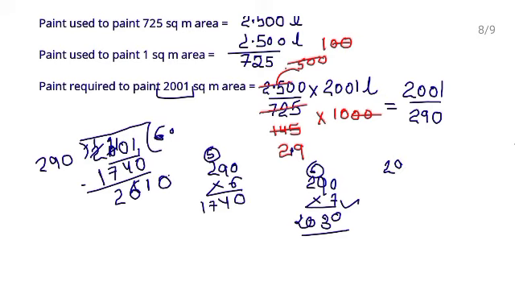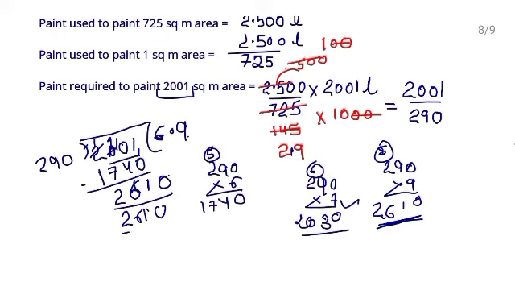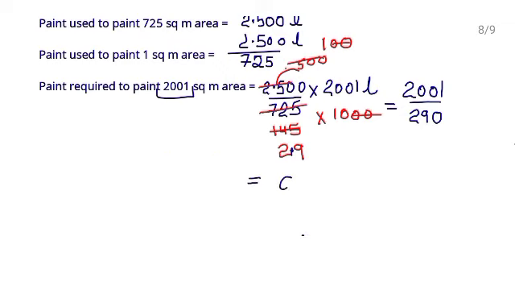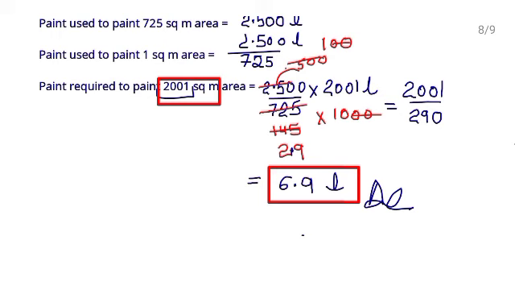Let's check by 9s. 9 zeros are 0. 9 nines are 81. 9 twos are 18 plus 8, 26. Now we will use it because this is equals to this number. 9s are 2610. Right? So what is your answer? 6.9. After calculating it, you got 6.9. So this is in liter. This is your answer. To cover 2001 square meter area, you need 6.9 liters of paint.